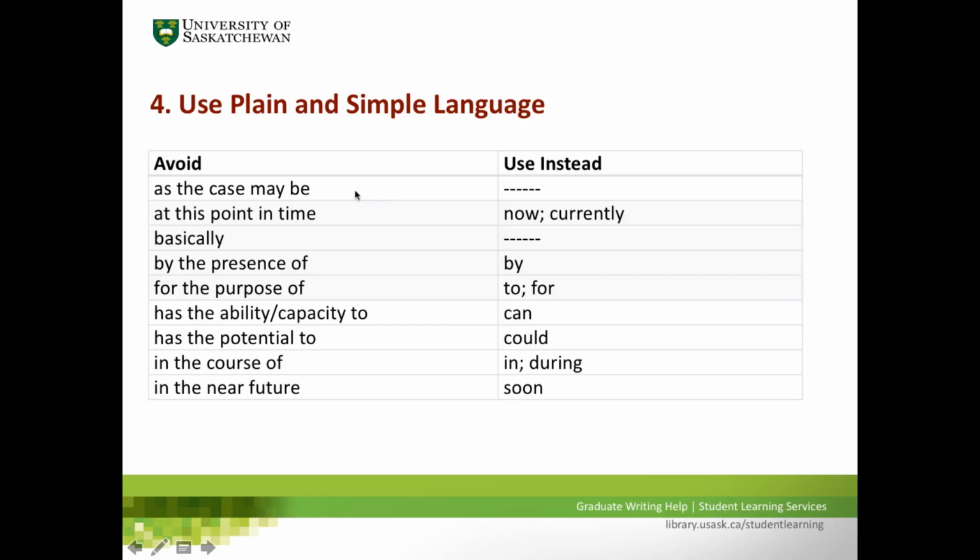As the case may be, very wordy, don't need to use it. At this point in time, same thing. You can use now or currently instead. Basically, you don't need to use. By the presence of can just be by. For the purpose of can just be to or for. Has the ability, capacity to can just be can. Has the potential to can be could. In the course of can be in or during. In the future, in the near future can just be soon or perhaps a more precise date.